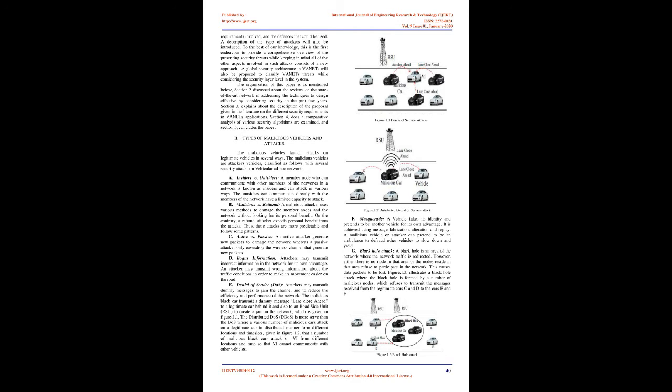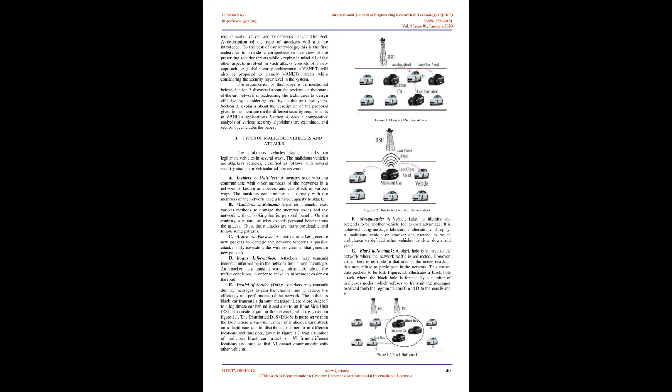B. Malicious versus rational. A malicious attacker uses various methods to damage the member nodes and the network without looking for its personal benefit. On the contrary, a rational attacker expects personal benefit from the attacks. Thus, these attacks are more predictable and follow some patterns. C. Active versus passive. An active attacker generates new packets to damage the network, whereas a passive attacker only eavesdrops on the wireless channel and does not generate new packets.